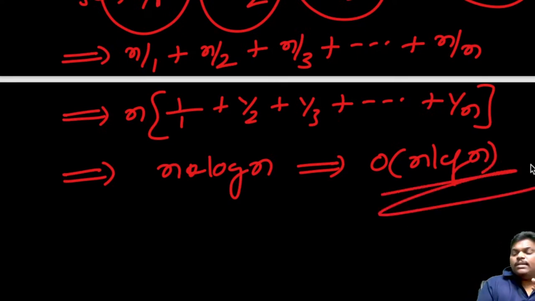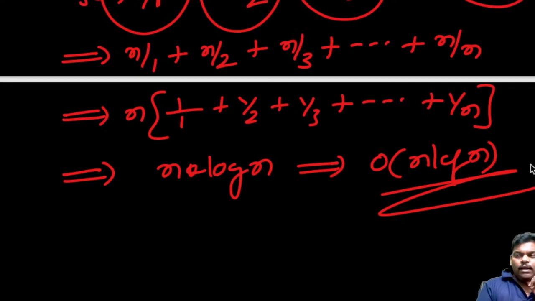Remember, I got the answer n log n by taking I loop and J loop together. If I don't take the I loop, how can you say how many times the J loop runs? I loop and J loop combined, I got the answer as n log n.